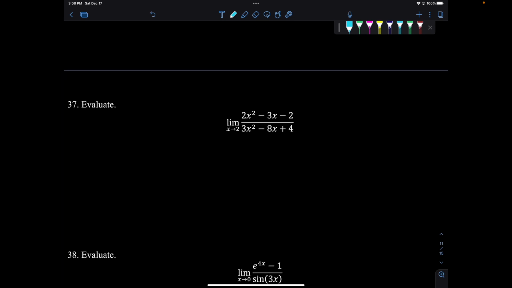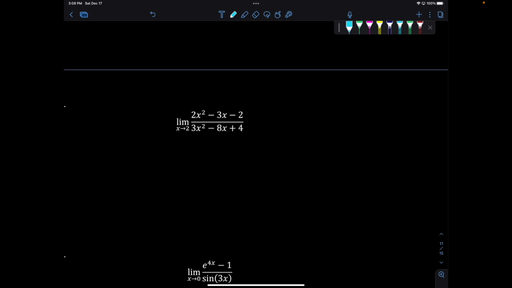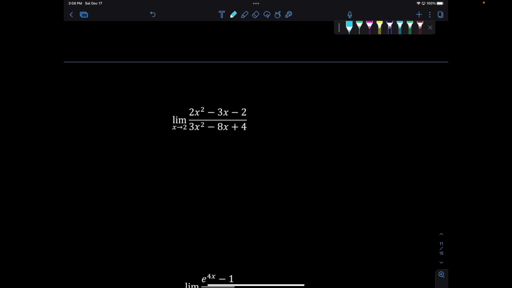All right, another one, evaluate this limit. So I'm looking at this and I'm thinking occasionally subbing in works. So we should try to do that. So you'll have 2 times 2 squared is 8, minus 3 times 2 is 6, minus 2, that's 0. All right, and then 12 minus 16 plus 4 is also 0. So we get 0 over 0.